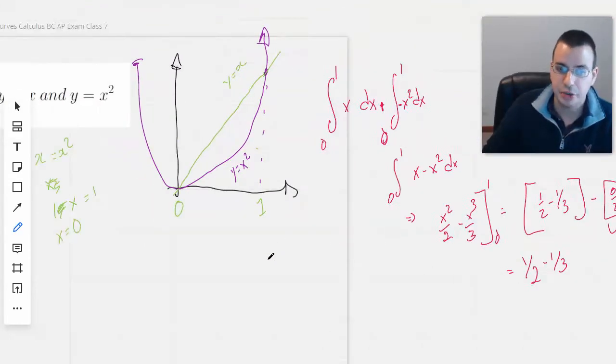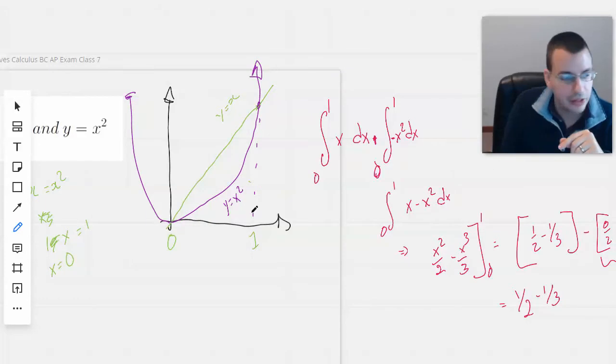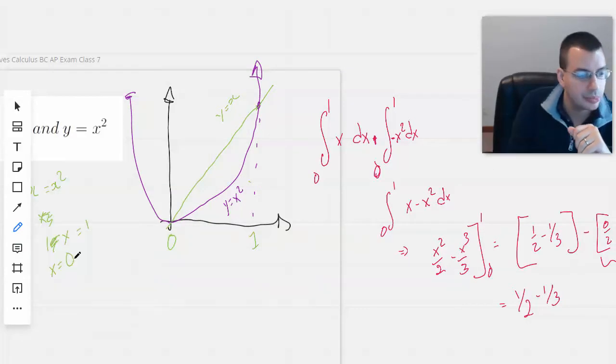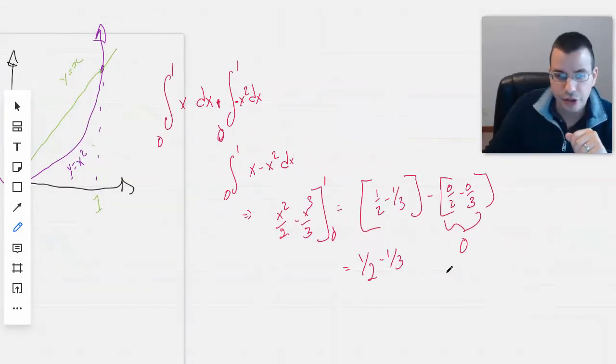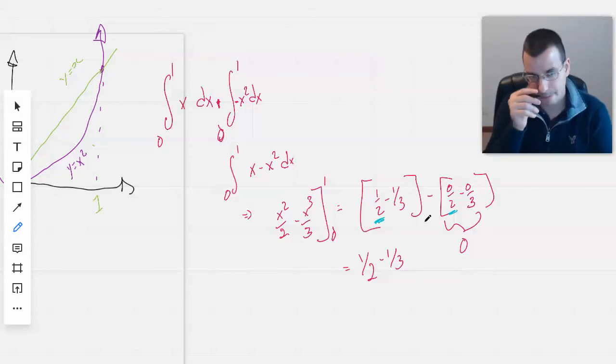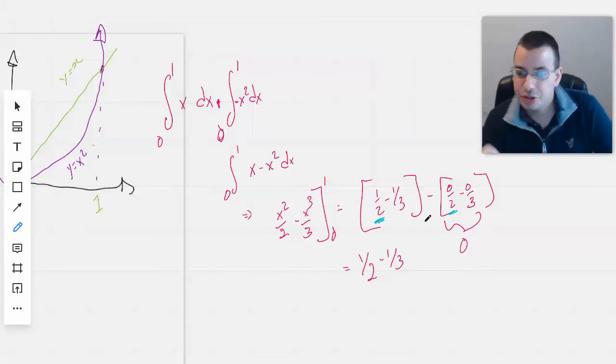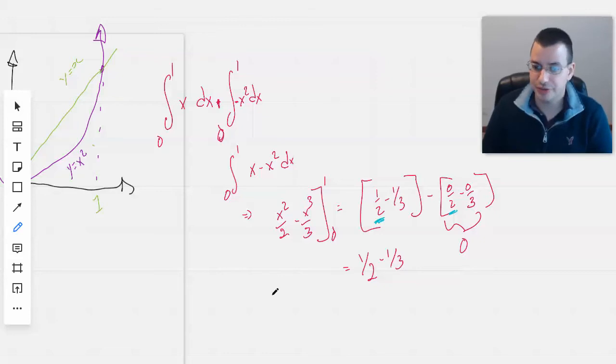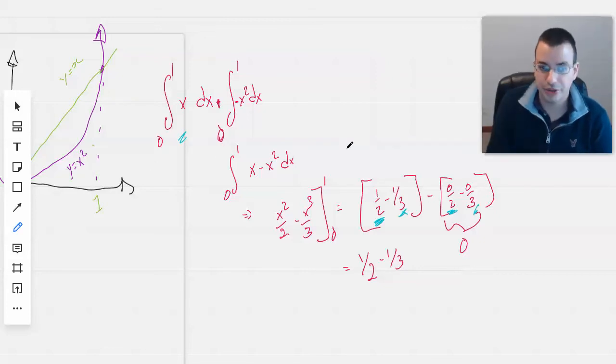Now to backtrack and show what happened here: when we combined these two integrals, we could have left it as two separate integrals and solved each of them by themselves. So the first term in both of these comes from the first integral, which is y equals x, and the second term in both of these comes from the second curve of y equals x squared.